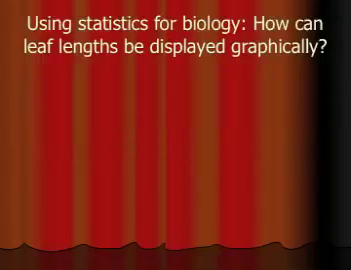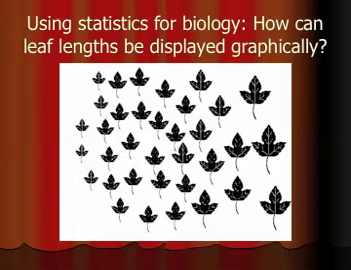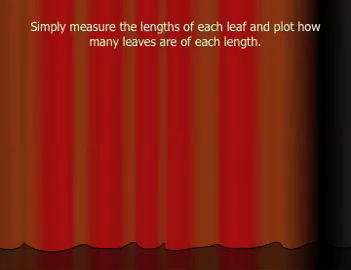Okay? Now, using statistics for biology, let's look at a practical example. How can leaf lengths, the length of a leaf of a tree, for example, be displayed graphically? How can you make a graph out of it? This is the example that we have. We take the leaves of a tree, and they are all different sizes, and we can measure them and put it in a table, but how can we display this graphically?